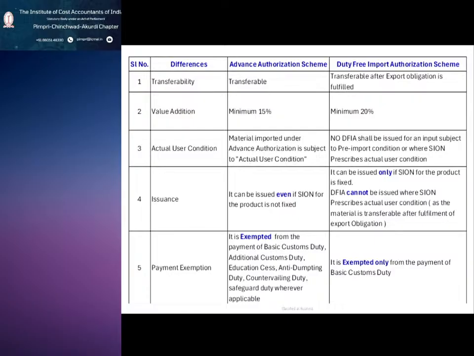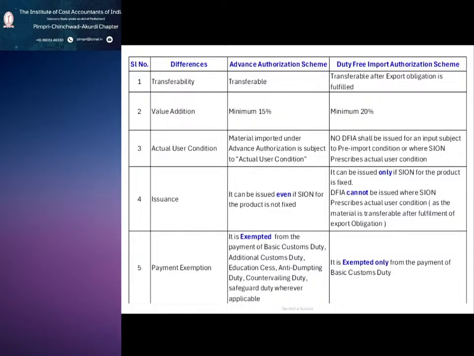Then issuance. It can be issued even if SION for the product is not fixed. So SION means standard input output norms. What is the input you require to manufacture the resultant product? So it can be issued even if SION for the product is not fixed.